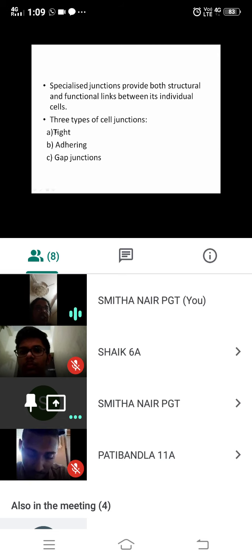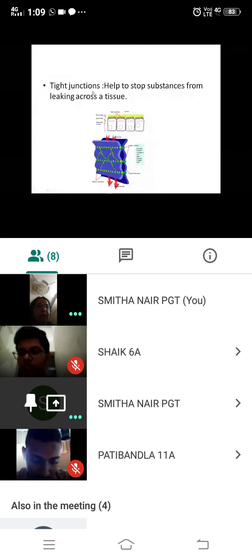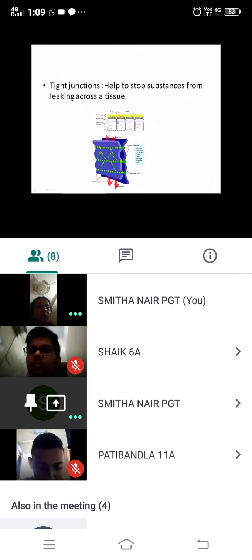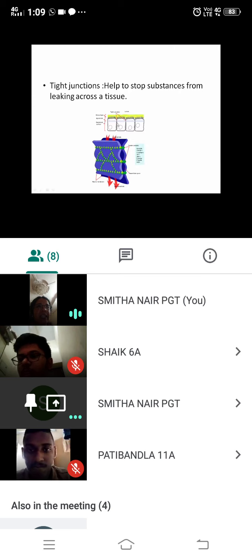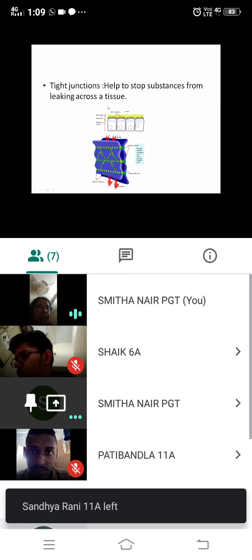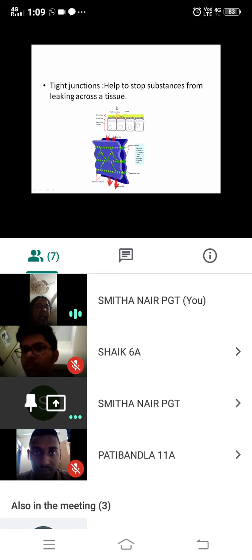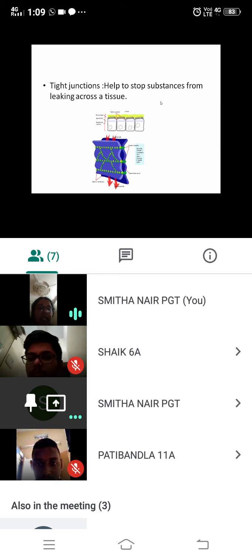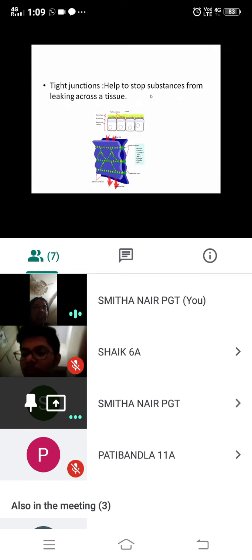So tight junctions, what do you mean by tight junctions? They help to stop substances from leaking across a tissue. That means the cells would be very close together, and you can see this in the diagram here. This is a tight junction. So what is the function of tight junction? They stop the leakage of any substance coming inside or outside. That is tight junction. We are talking about the junctions present between two cells. So the first type of junction is the tight junction.